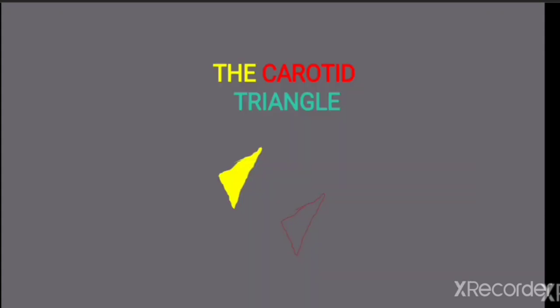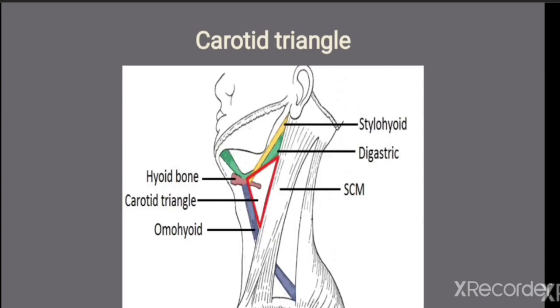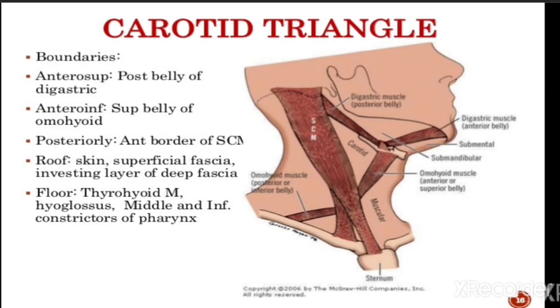Then the next triangle is the carotid triangle. Here we have highlighted the carotid triangle in red, and the boundaries of the carotid triangle include the anterior-superior boundary, which is formed by the posterior belly of the digastric. So this is the anterior-superior boundary.